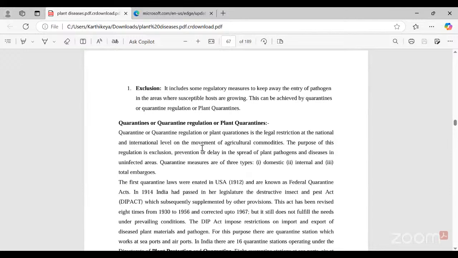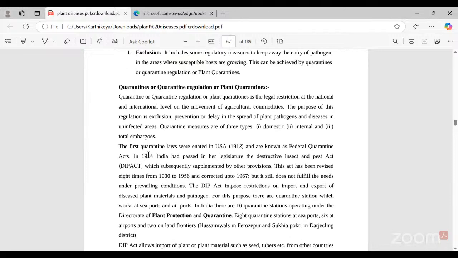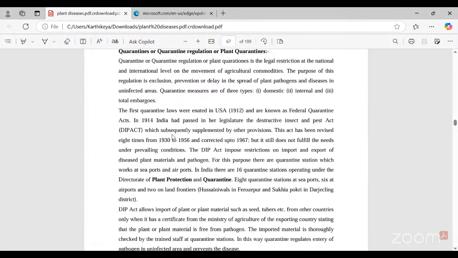Quarantine regulations, or plant quarantine, is the legal restriction at the national and international level on the movement of agricultural commodities. The purpose of this regulation is exclusion, prevention, or delay in the spread of plant pathogens and disease into uninfected areas. Quarantine measures are of three types: domestic, internal, and total embargoes.